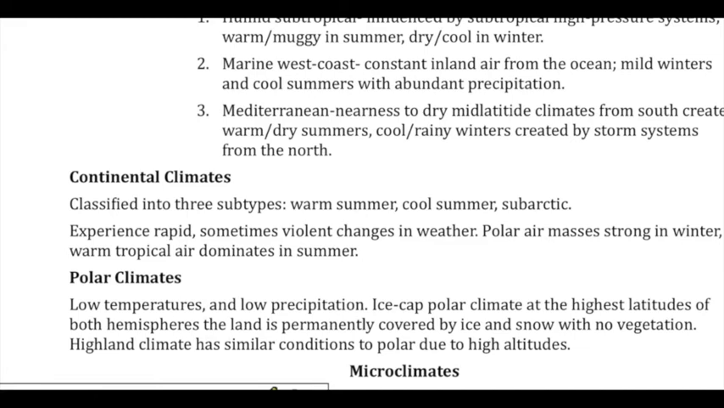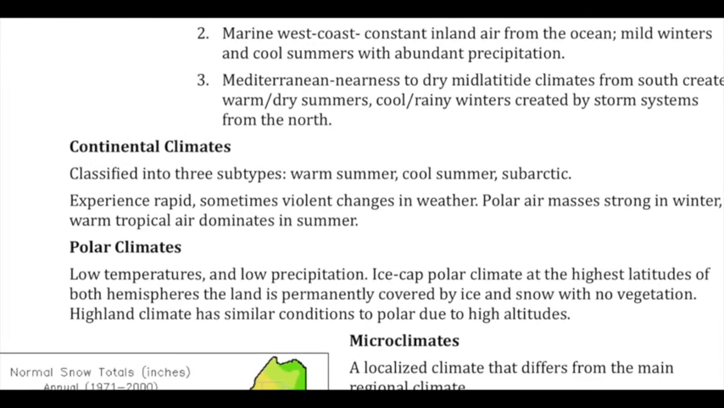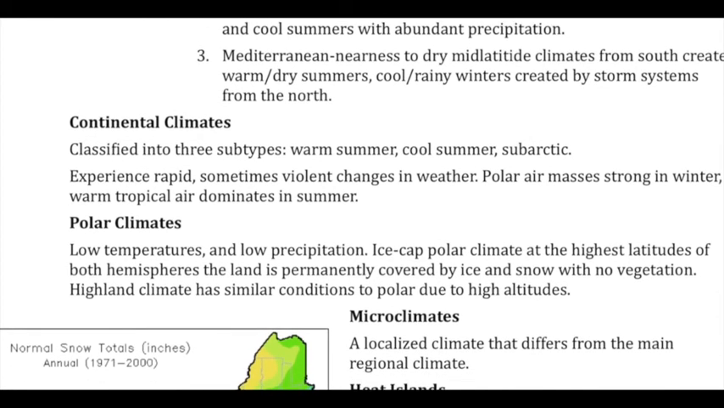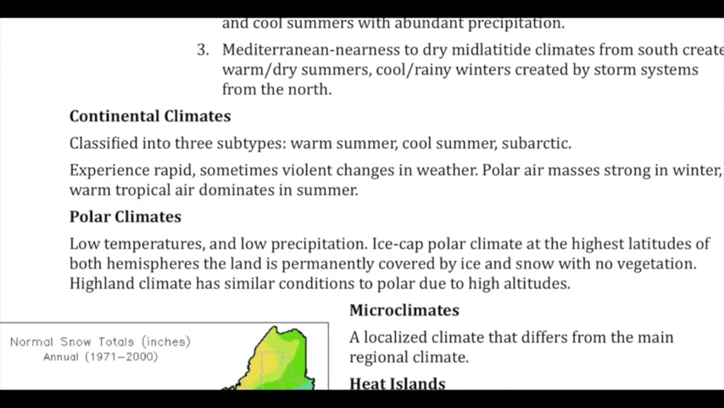And then the last one is polar, so really low precipitation, low temperatures. Normally you have dryish, so for instance Mongolia, which would be a polar climate, is nearly a desert, but it's a cold desert. It's not a hot, sandy, dry desert, but a cold desert where you don't have a lot of vegetation.